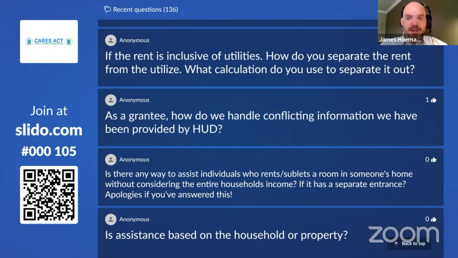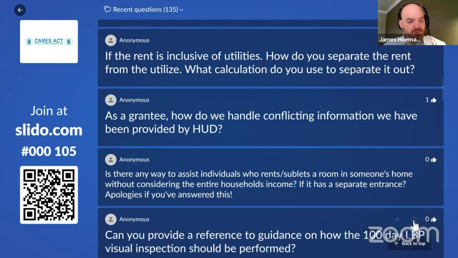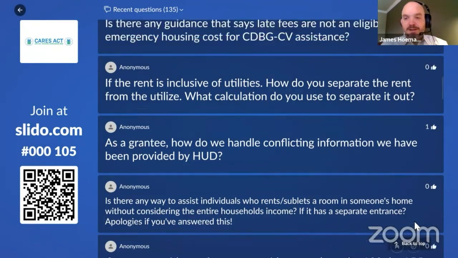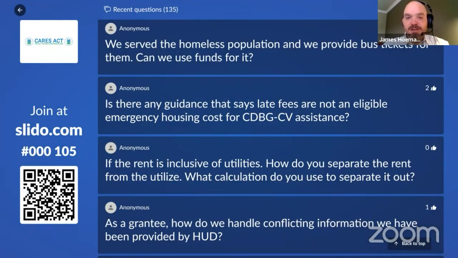As a grantee, how do we handle conflicting information we have been provided by HUD? Well, the easiest way to do that is to write out what it is you're seeking and what the conflicting information is, and send it to your field office. And you can always request to your field office that they consult with the headquarters program office to come up with clear guidance or to sort out what you've been given. That's happened in the past.